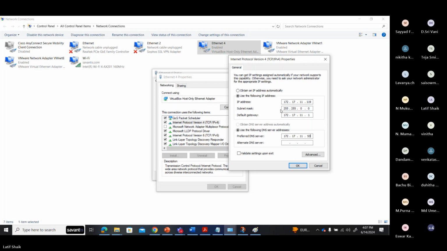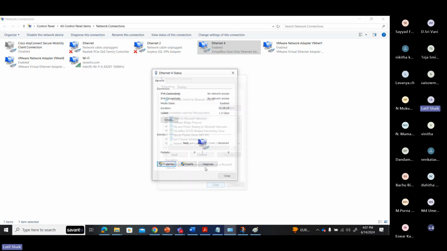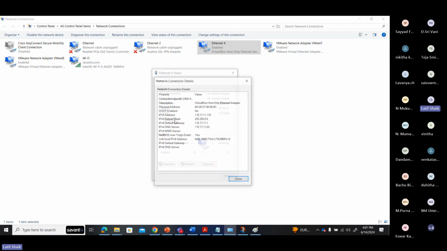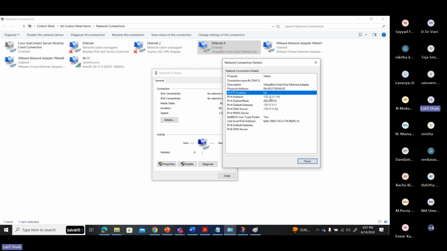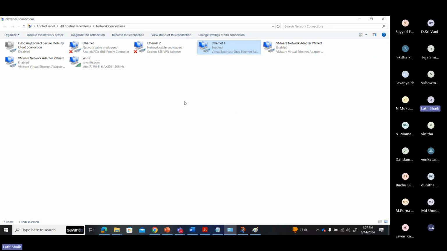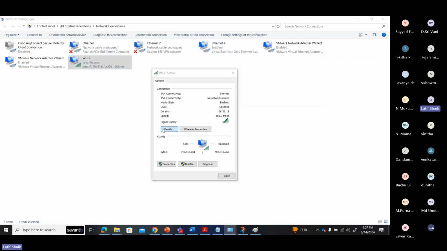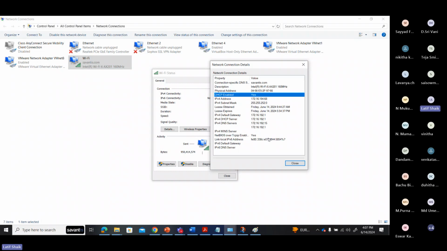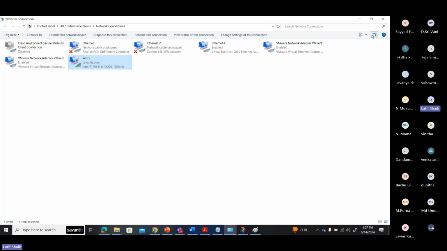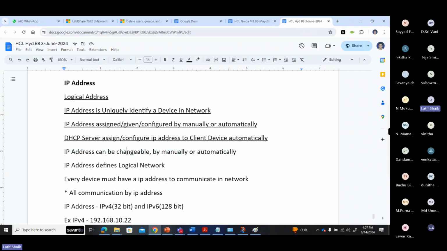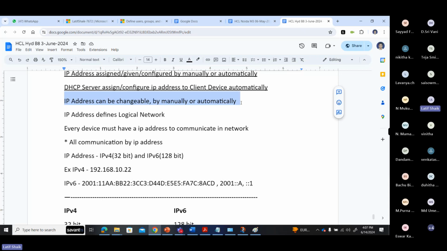Okay, I'm changing an IP address. See, I assign a different IP address. Manually I change the IP address. Automatically means this is an auto configured IP address for this adapter. So when I go home, from their DHCP, this IP address will change. So IP addresses can be changed manually or automatically.